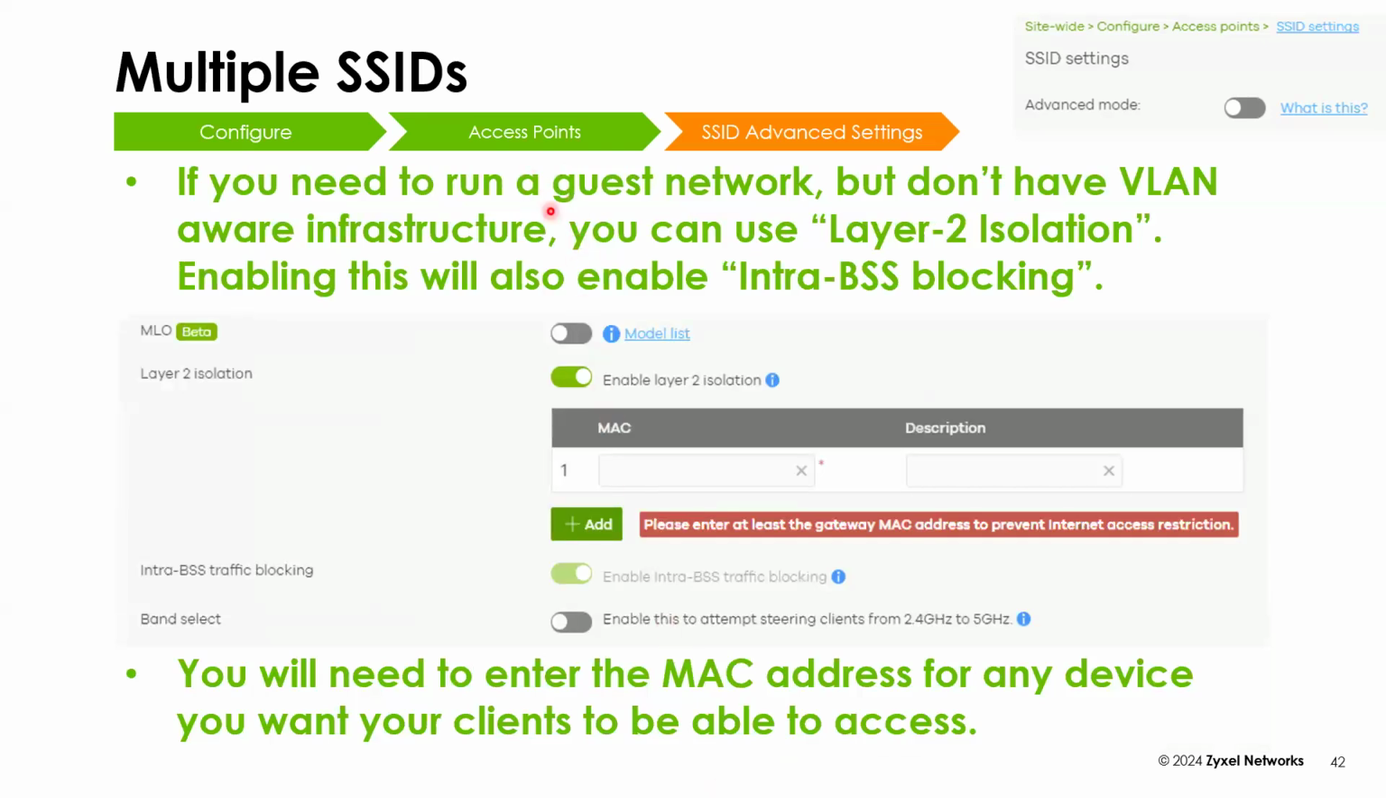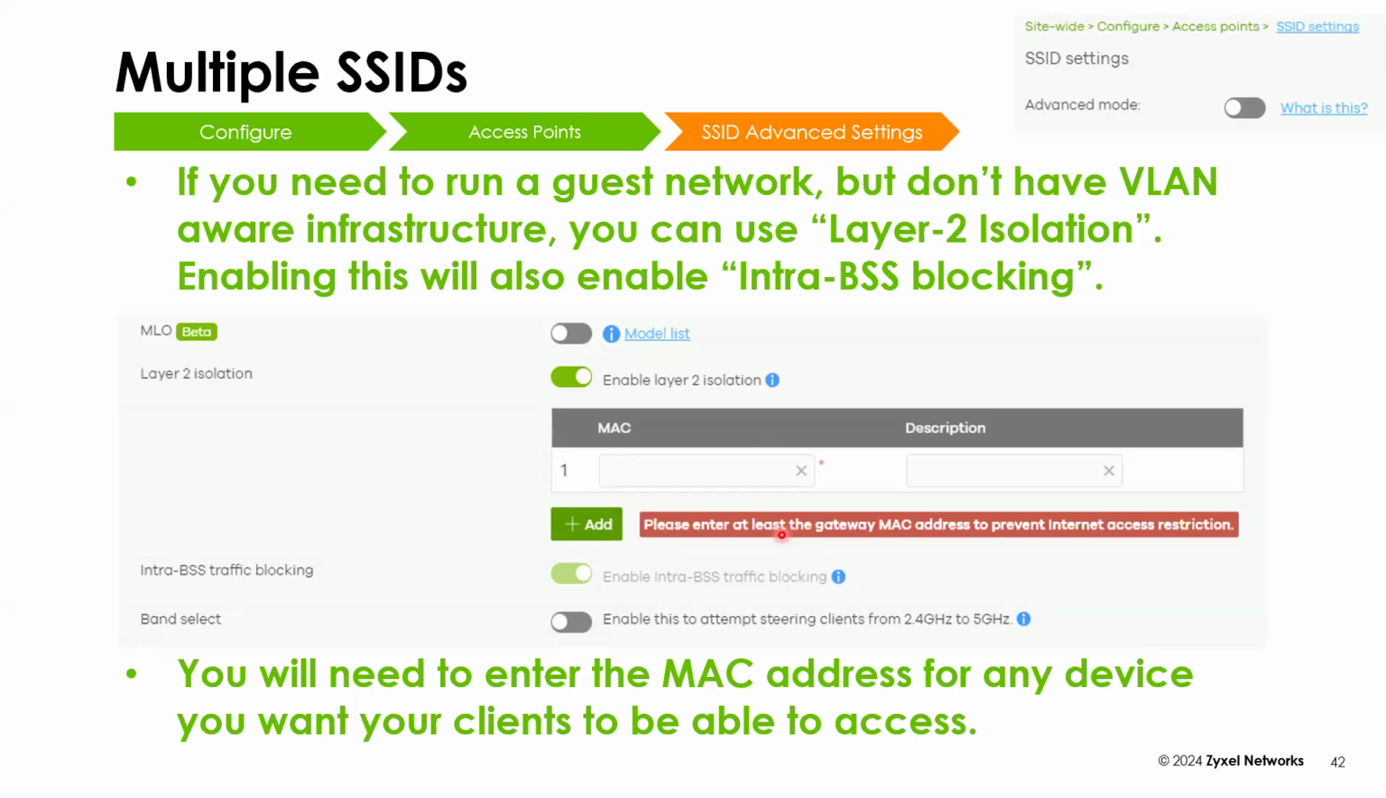Now, if you're trying to run a guest network and you don't have VLAN aware infrastructure, we do have a feature called layer 2 isolation and intra BSS blocking. So this will block which devices the wireless users can send traffic to. In general, you just put in the MAC address of the WAN port on your gateway, and they can only access the internet. They will not be able to send traffic to other wireless users. They will not be able to send traffic to your employees' computers or other devices on the network.